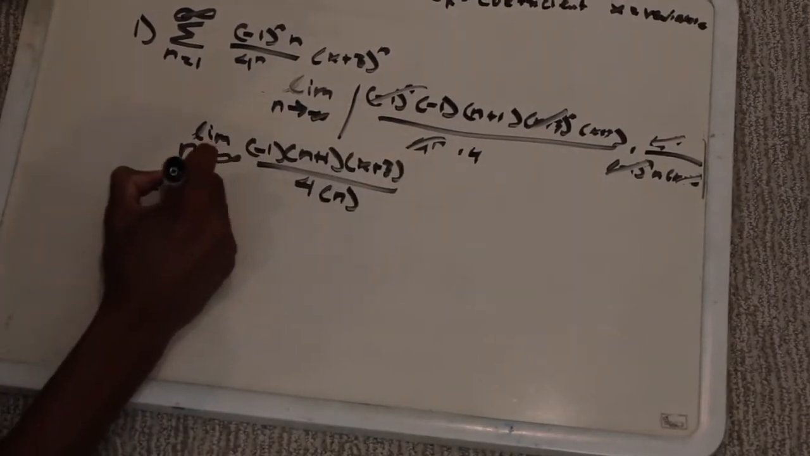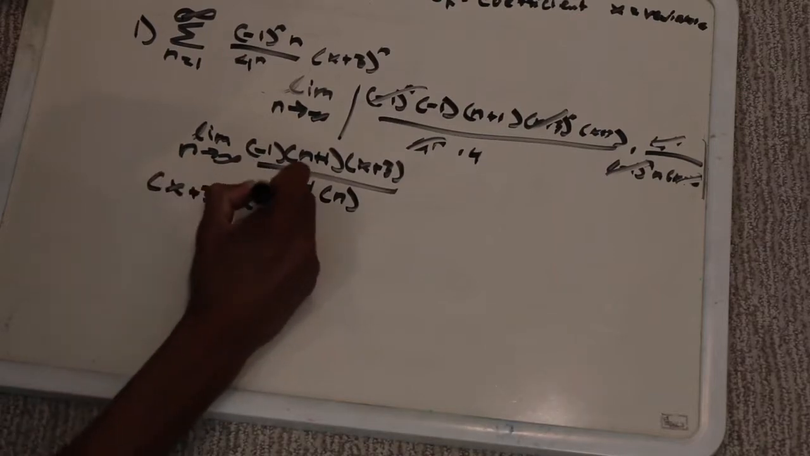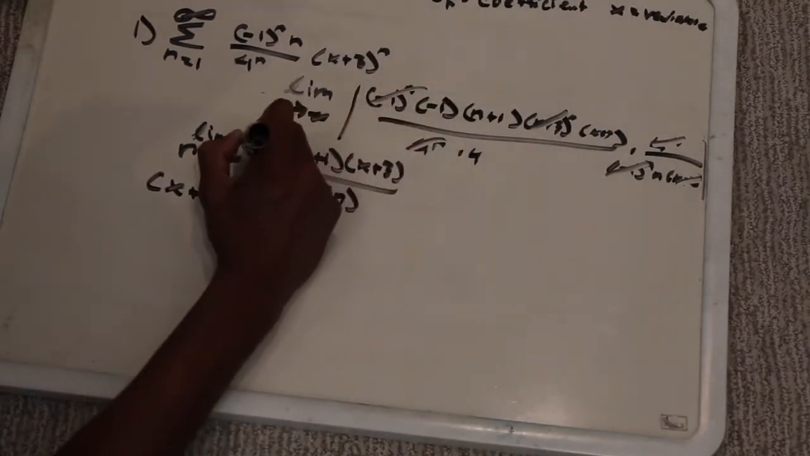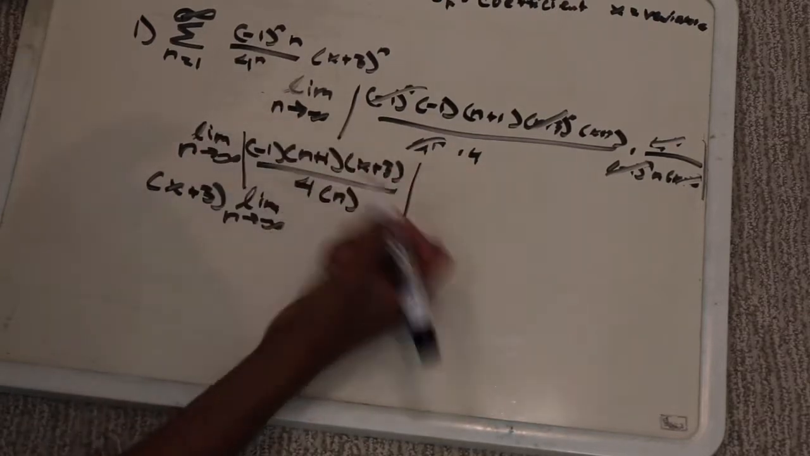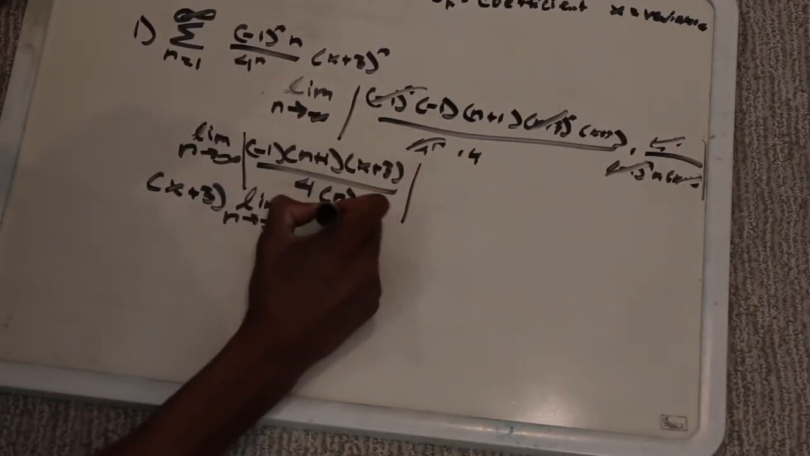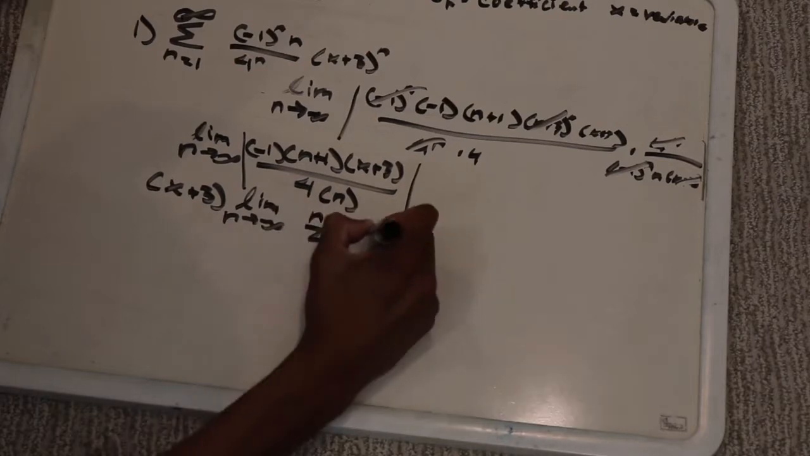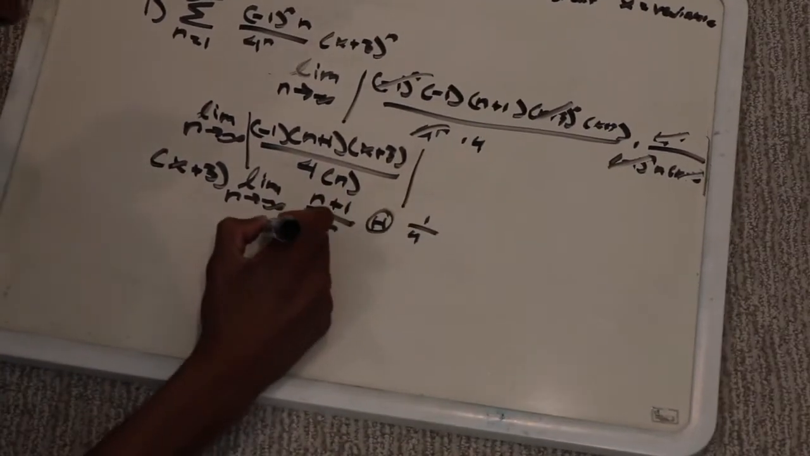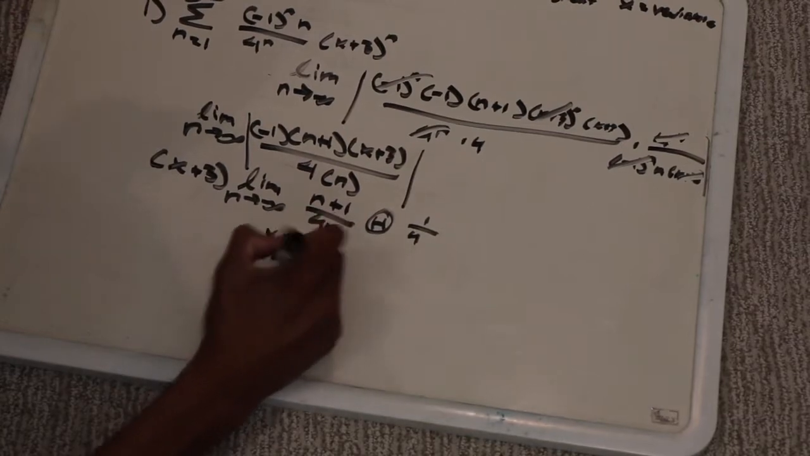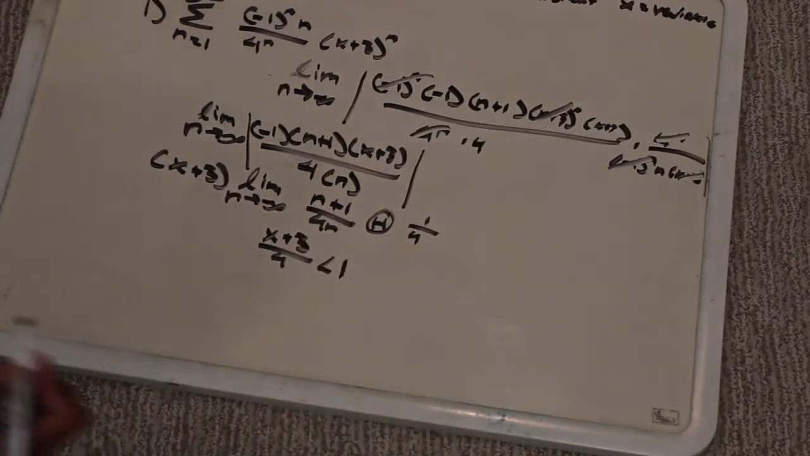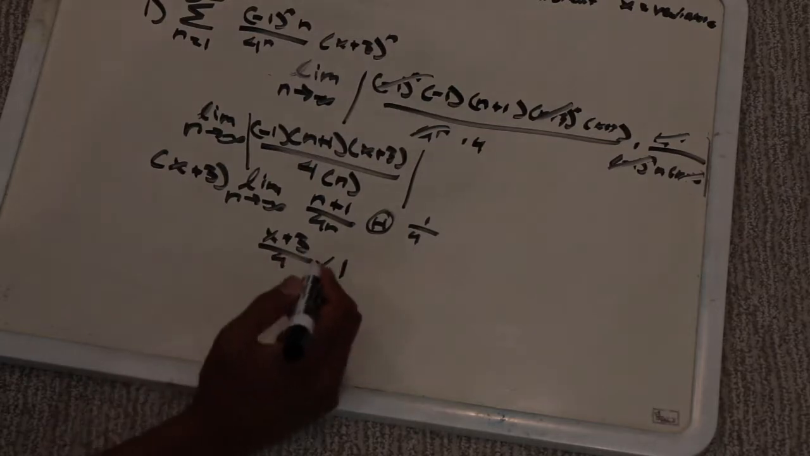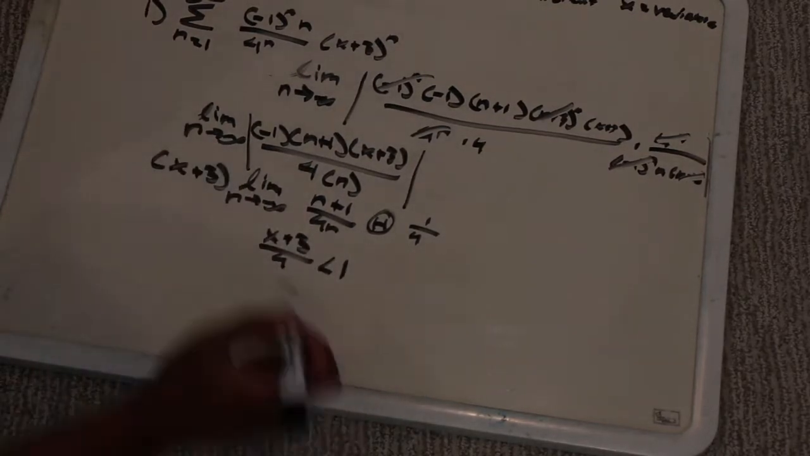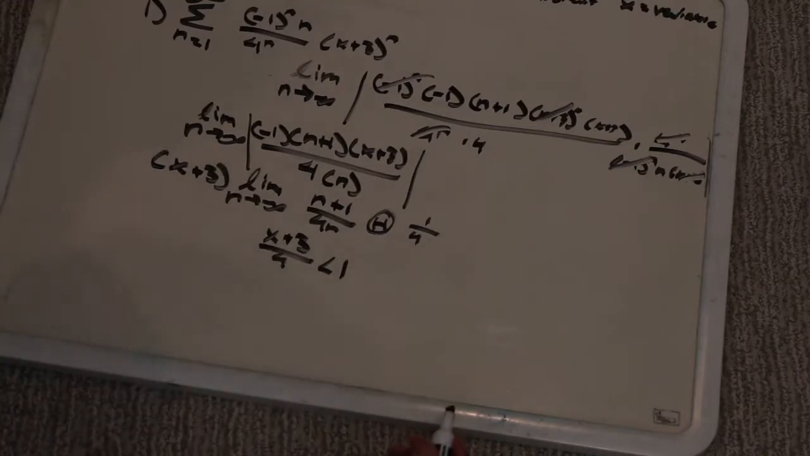We can pull the x plus 3 out, limit as n goes to infinity. Because it's an absolute value, the negative 1 goes away, obviously. So it's going to be n plus 1 over 4n. A quick l'hôpital will get 1 over 4. So we find that absolute value of x plus 3 over 4 is less than 1, and that's really what we're trying to find out, right? For every value of x that makes it less than 1, that's when the series is going to converge.